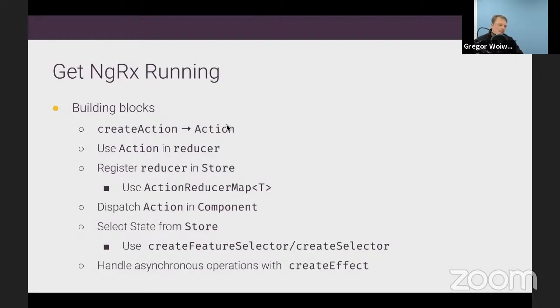So, this is the first thing. Installing stuff is pretty easy, but then you need to keep track of all the building blocks. You have an action creator called createAction that creates an action. You have to use the action in your reducer. You need to register that reducer in the store. Maybe you want to make your reducer type safe by using the action reducer map. And then you need to dispatch the action in the component, select state from the store, and to be able to select the state in the store, you need to create something that is called selectors. To handle asynchronous operations, we go with createEffect.